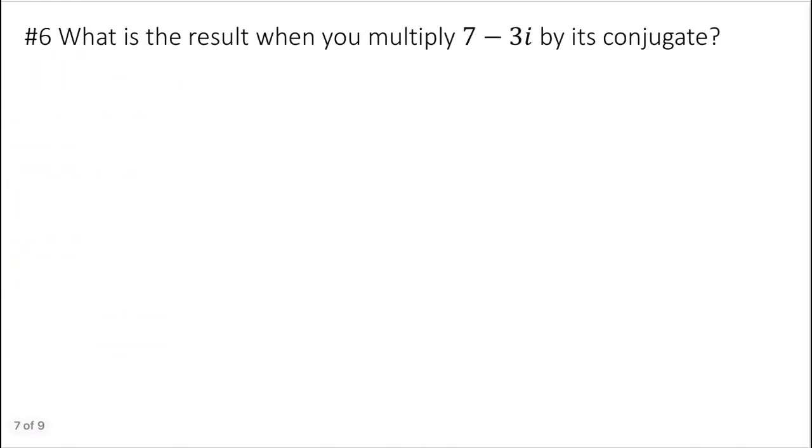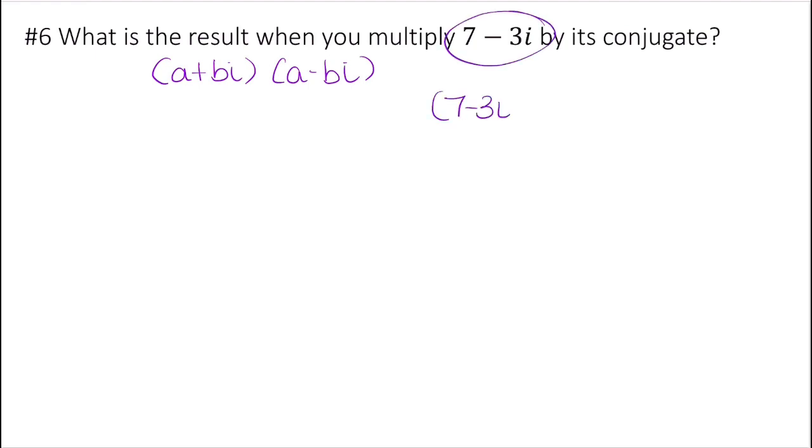Okay, so it says, what is the result when you multiply 7 minus 3i by its conjugate? So remember, conjugates are when we have a complex number like a plus bi, and then we have a minus bi. So it'll have the same terms, but just the opposite sign. So if we have 7 minus 3i, the conjugate is going to be 7 plus 3i.